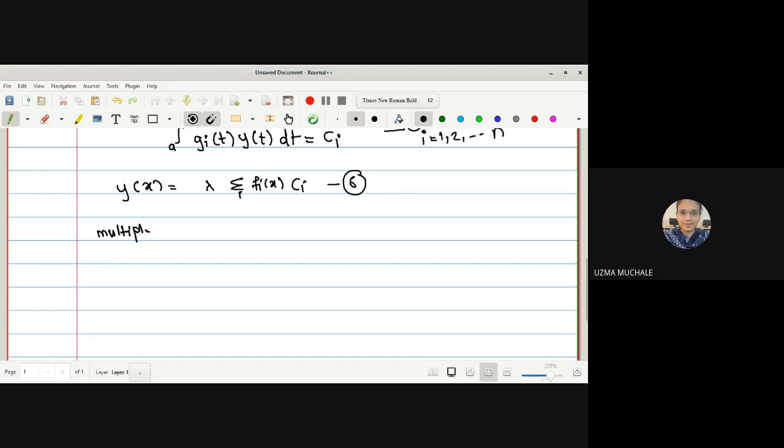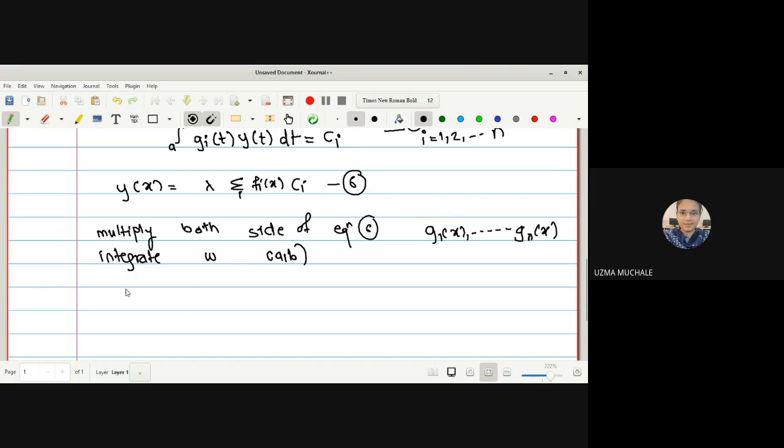Multiply both sides of equation 5, or sorry, equation 6. In this equation we want to solve for the values of those constants, so that's why we are going to multiply both sides of equation 6 by g1(x), g2(x), and so on up to gn(x). Okay, and we are going to integrate those equations within the limits a to b.